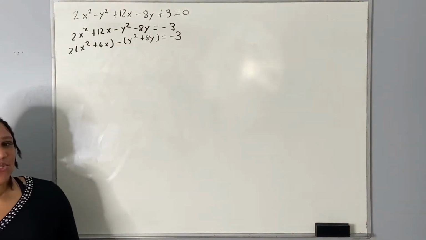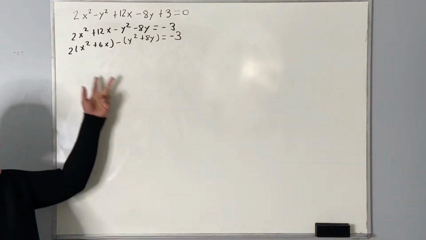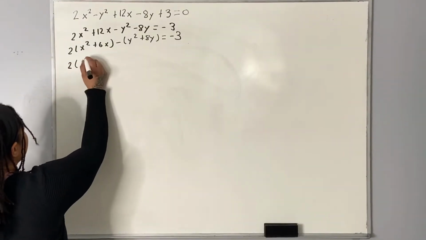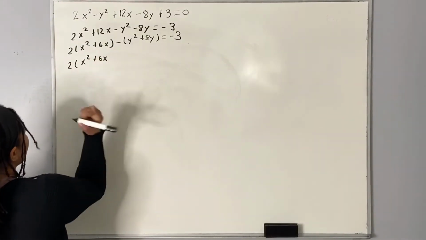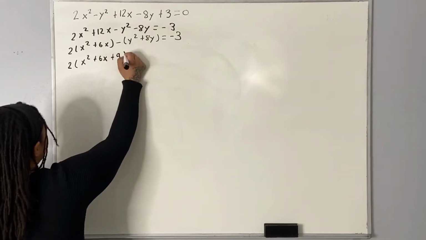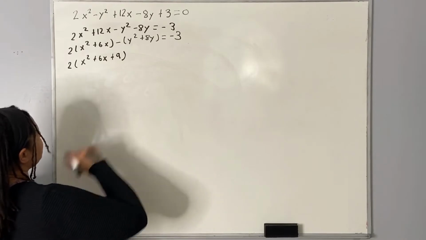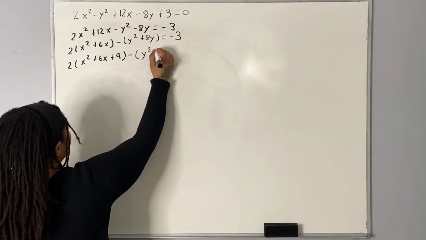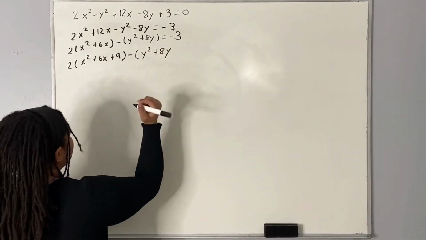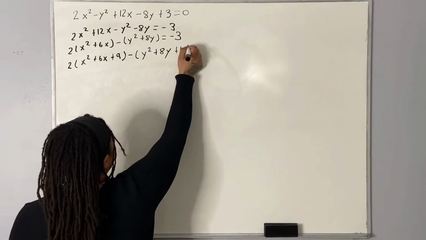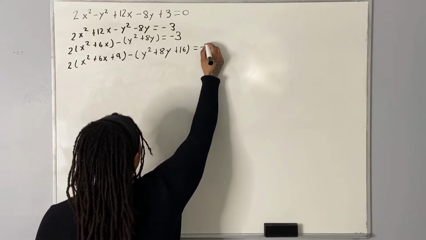Now we want to complete the square inside of each one of our parentheses. So we have 2 times x squared plus 6x. 1/2 of 6 is 3. If we square it, it's 9. And we'll take care of the right-hand side in just a moment. Similarly, we have y squared plus 8y. 1/2 of 8 is 4. If we square it, it is 16. And we have that it's equal to negative 3.